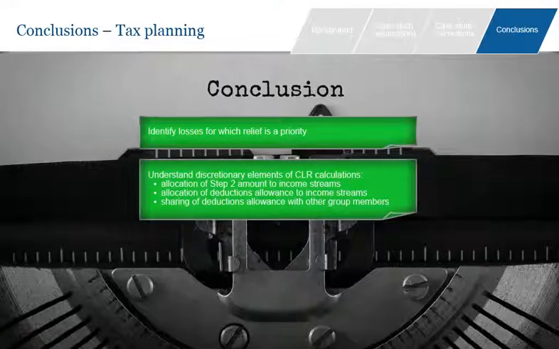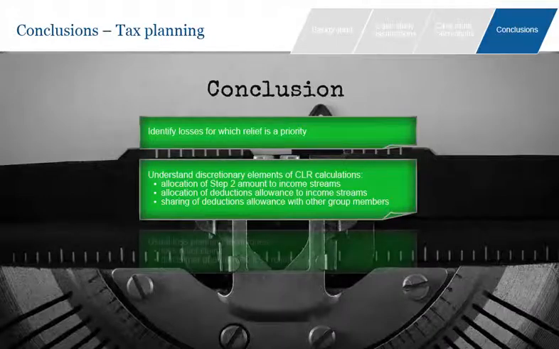Secondly, to understand the elements of discretion permitted under the CILR calculations. These are 1. The allocation and deduction of the Step 2 amount to modified total profits, as shown on slide 8. 2. The allocation of the company's deductions allowance between the trading, non-trading income and chargeable gains deductions allowances. And thirdly, the sharing of the deductions allowance with other group members. These amounts can be allocated at the company's discretion, and therefore an element of planning is introduced.